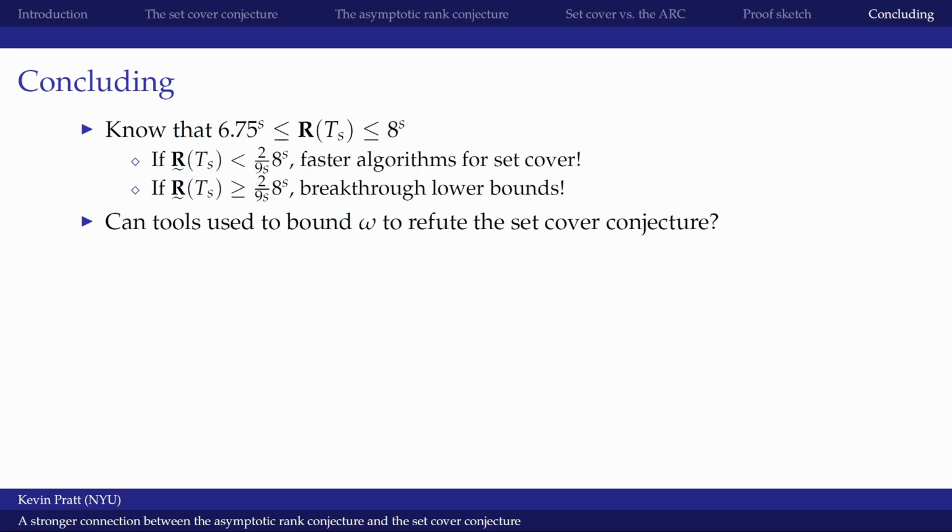And of course, then the next question is if some of the tools used to bound the exponent of matrix multiplication can also be used to give good rank bounds on these tensors T sub s and refute the set cover conjecture.